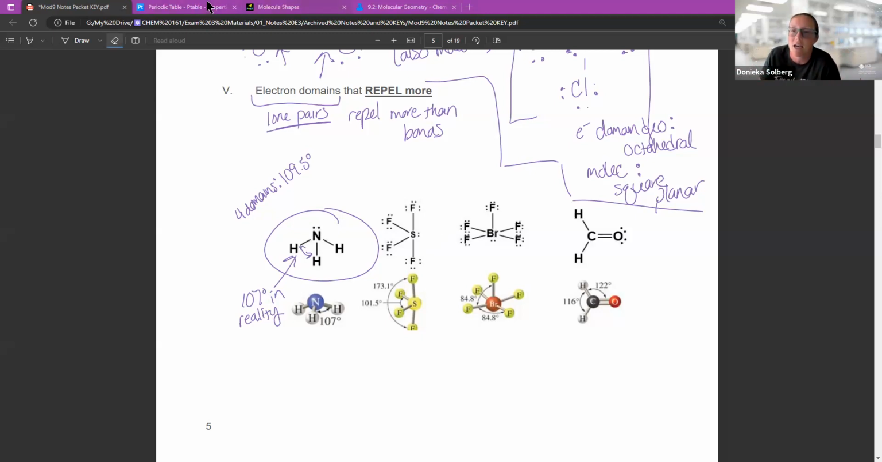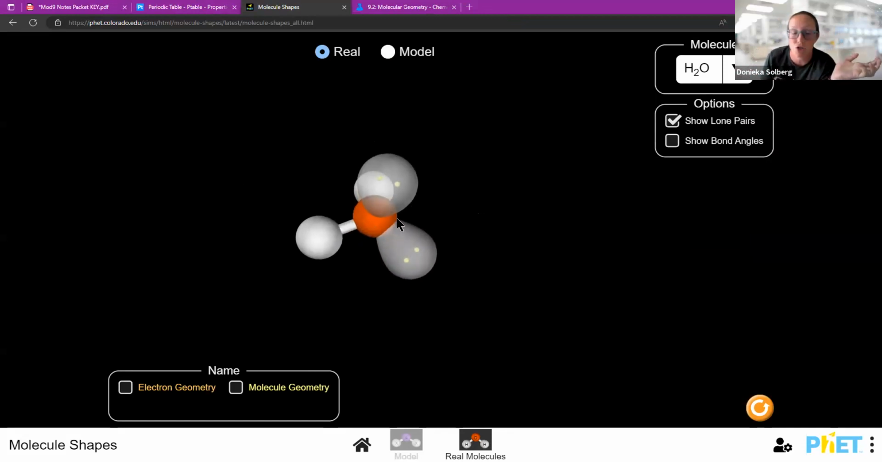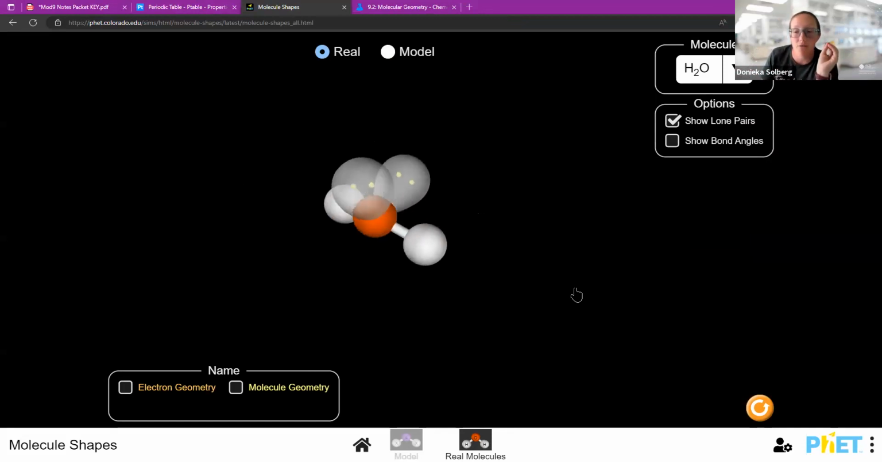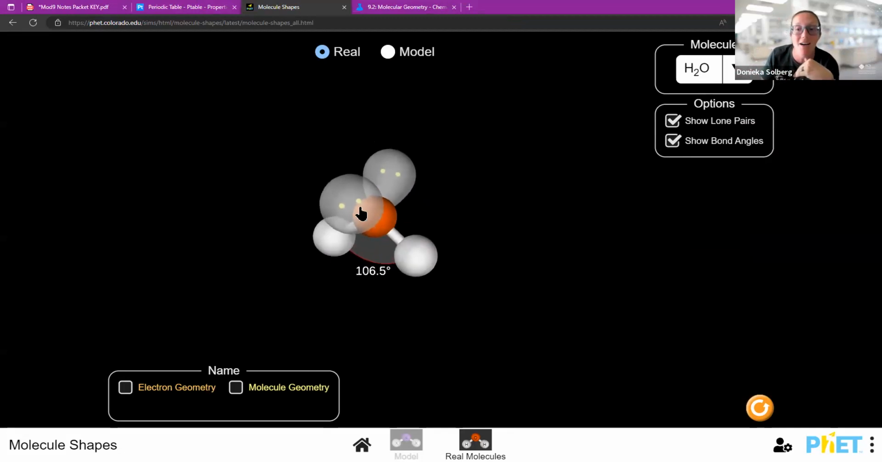And you can actually see that in our PhET simulation here. Let's go to real molecules. So this is a water molecule. It has 4 domains, so we would assume 109.5 degree angles, which if I asked you for the angle, saying 109.5 degrees is great. But the actual angle is 104.5 because these lone pair domains repel just a little bit more than a bonded domain does.